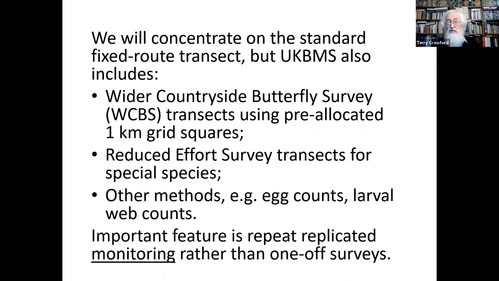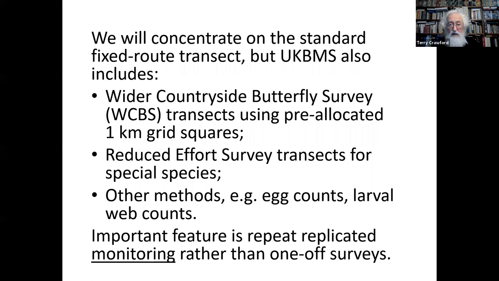Now, I am going to be concentrating on the standard fixed route transect, but there are other types of monitoring that occur in the UK BMS. There's the Wider Countryside Butterfly Survey transects, which use the same method of walking and recording, but these are set up in pre-allocated 1 kilometre grid squares. So if you're doing one of these, you say, I live in such-and-such a place, is there a 1km grid square allocated for WCBS that I could do? And off you go. The transect is just two parallel 1km transects, and they're only visited twice or four times in the course of the summer.